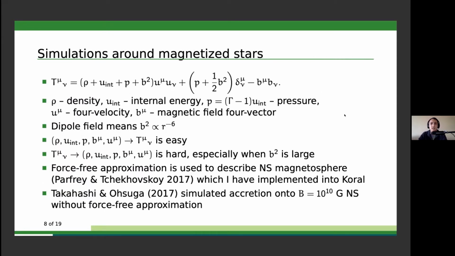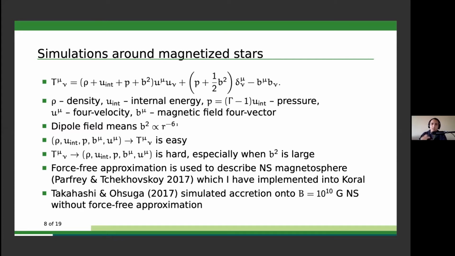So some details. This is the stress energy tensor of gas and the magnetic field. So the thing about magnetized stars is that if you have a dipole field, here we have the magnetic field energy density, which is just the magnitude of the magnetic field 4-vector. This scales to something like r to the -6. Okay, so that's a very strong gradient, makes it very hard to deal with numerically.